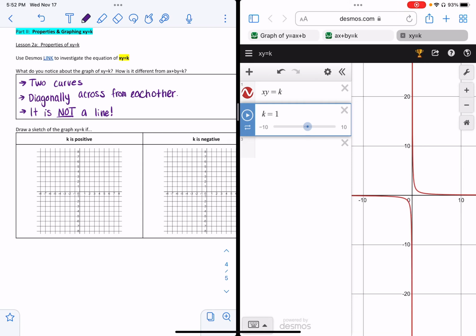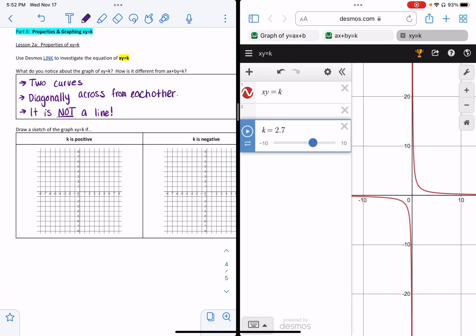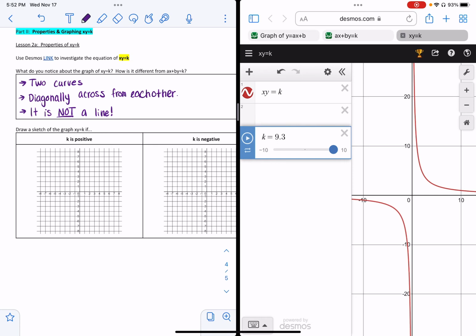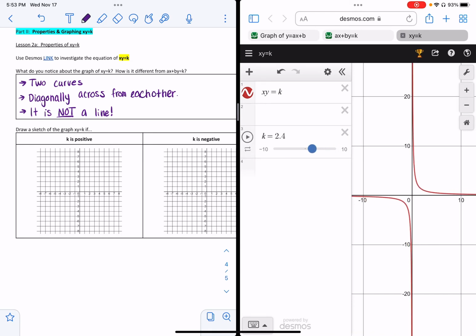Now let's look at this value of k. If I have xy equals k, what happens if k is positive? Let's make k more positive. So when k is positive, our lines are still in these two corners or quadrants of our Cartesian plane. The bigger k gets, that middle bit just gets further from the origin, but it's still like that.